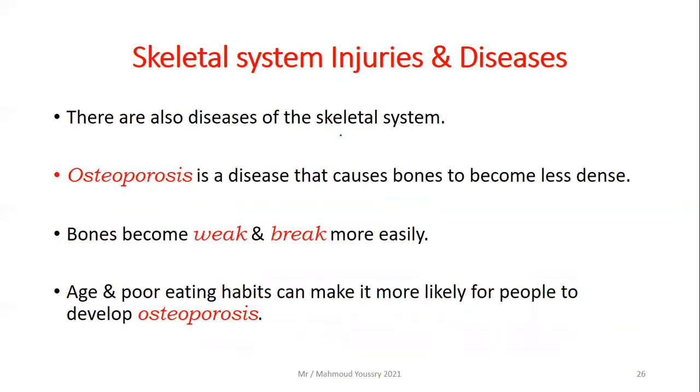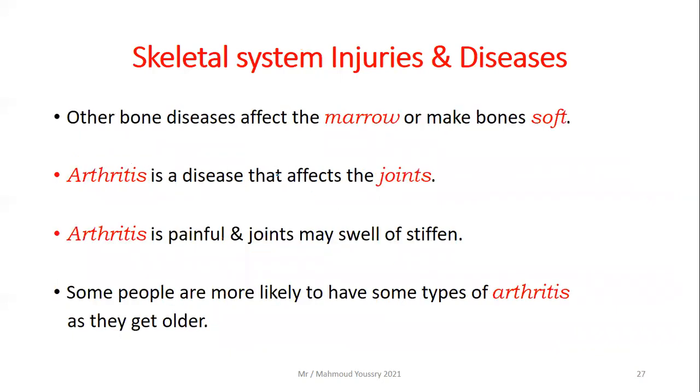There are also diseases of the skeletal system, like osteoporosis. Osteoporosis is a disease that causes bones to become less dense. Bones become weak and break more easily in osteoporosis. Age and poor eating habits can make it more likely for people to develop osteoporosis. Yes, growing older and poor eating habits. Other bone diseases affect the marrow and make bones soft.